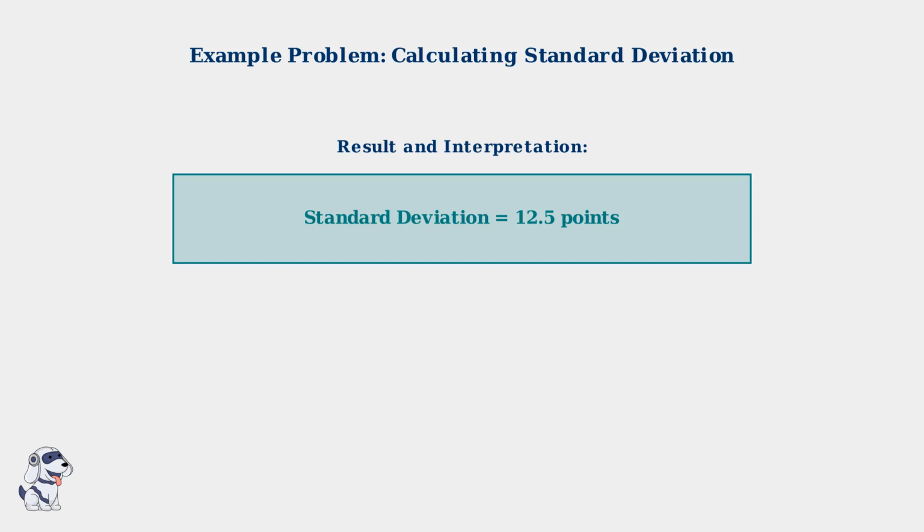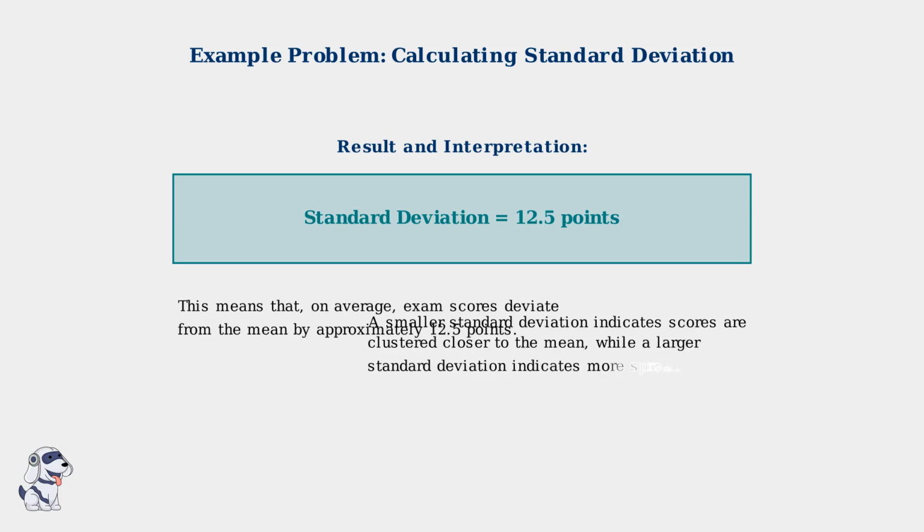But what does this number actually tell us about our exam score data? This standard deviation of 12.5 points tells us that, on average, individual exam scores deviate from the mean by approximately 12.5 points. A smaller standard deviation would indicate that scores are clustered closer to the mean, while a larger standard deviation would indicate more spread in the scores.